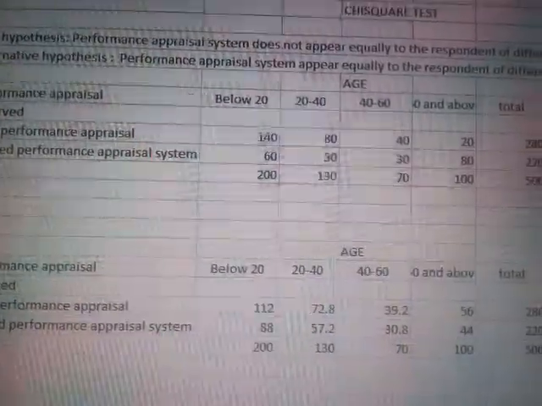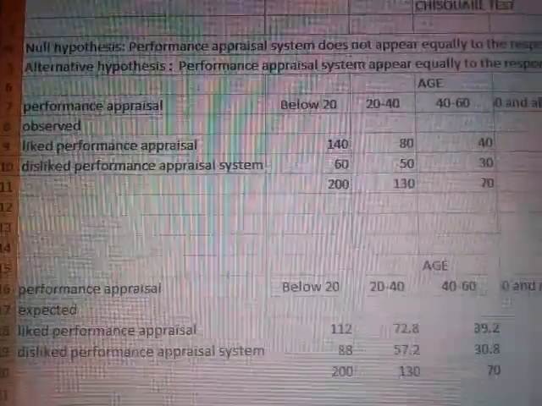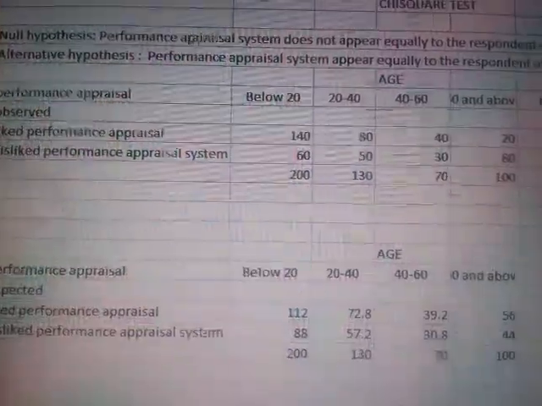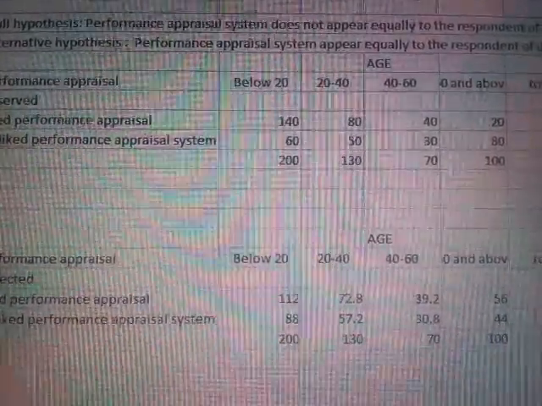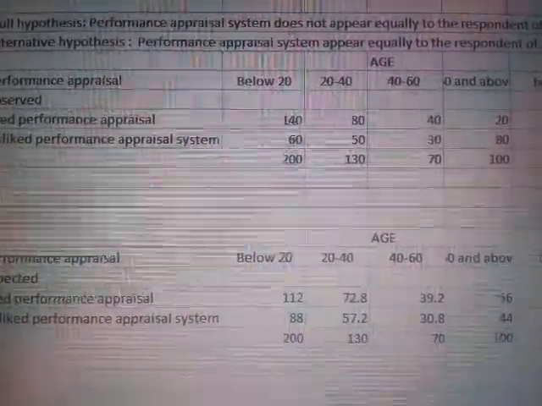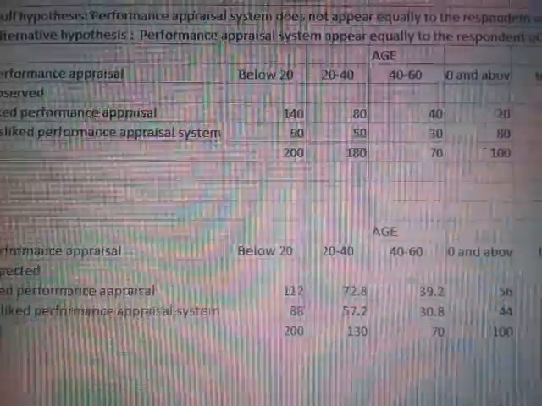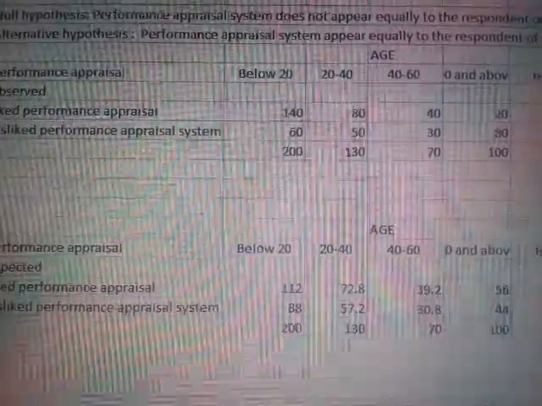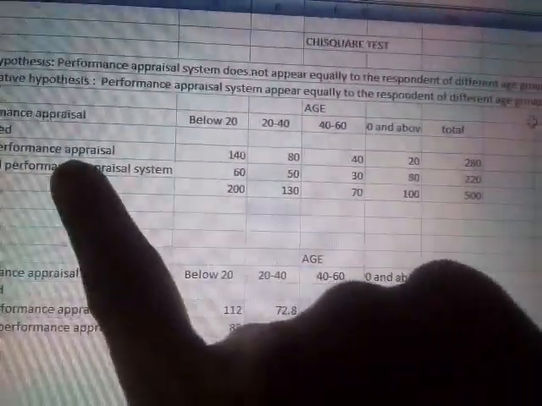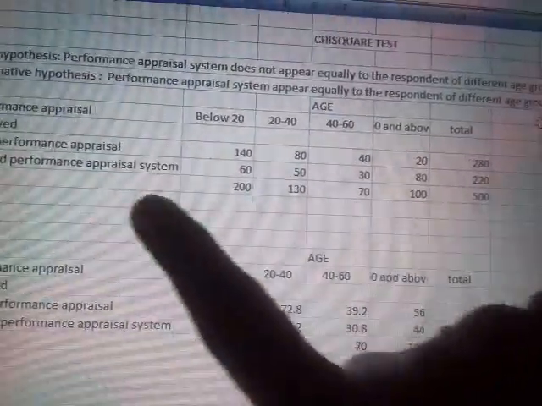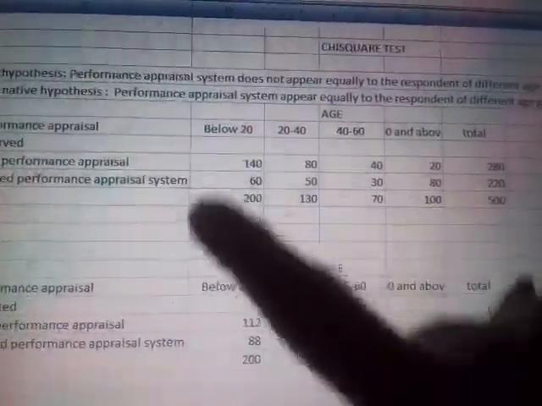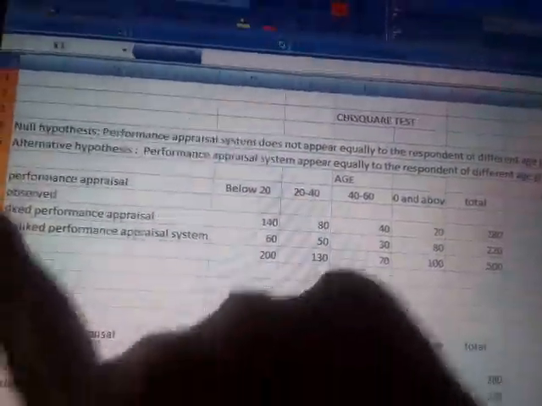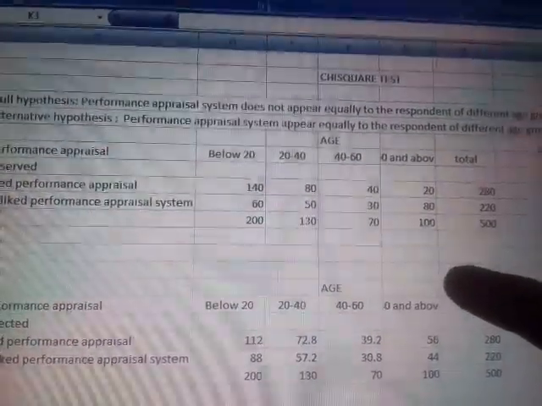See this is the data. The data is to analyze the performance appraisal. You collect data with the help of a questionnaire, isn't it? After collecting the data, you find out the total number of people who answered for this question, liked performance appraisal and disliked performance appraisal. That sum you have to do here. So this is the observed data.